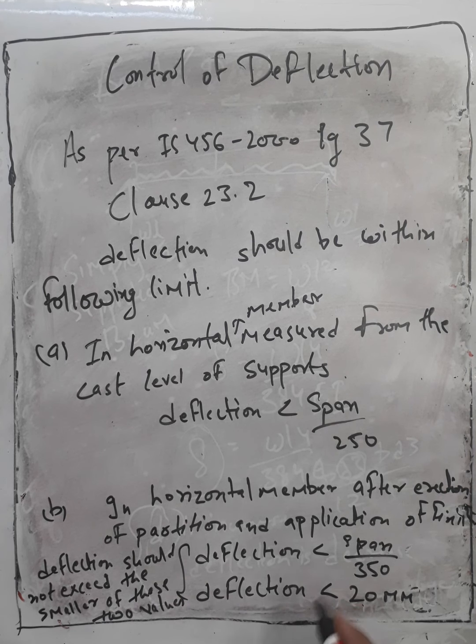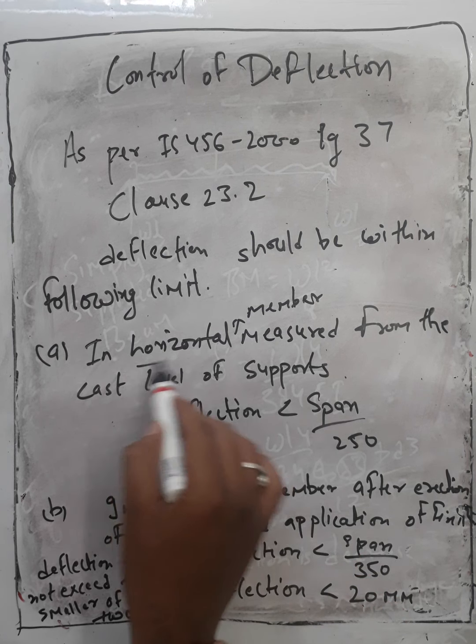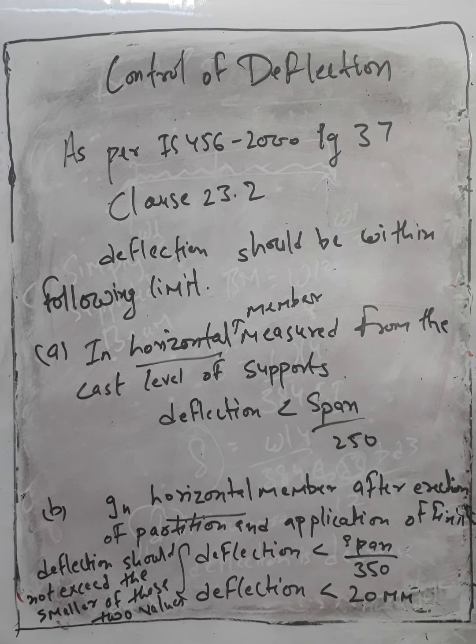Means when you have fine deflection, deflection is less than span by 350 and deflection is less than 20 mm. So when you consider this part, deflection should not exceed the smaller of these two values. So these are the deflection limits given for the horizontal member.